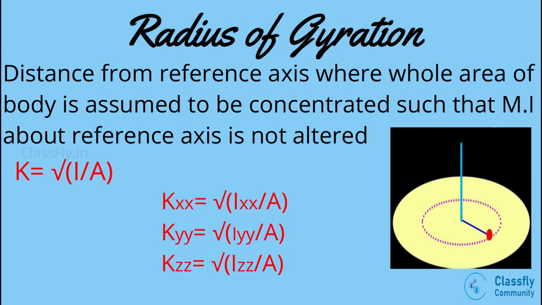Hence, radius of gyration about the x-axis, kxx, is given by root of Ixx divided by A, and the radius of gyration about the y-axis, kyy, is given as root of Iyy divided by A. Also, the polar radius of gyration, that is kp, is given by root of Izz divided by A. Thank you.